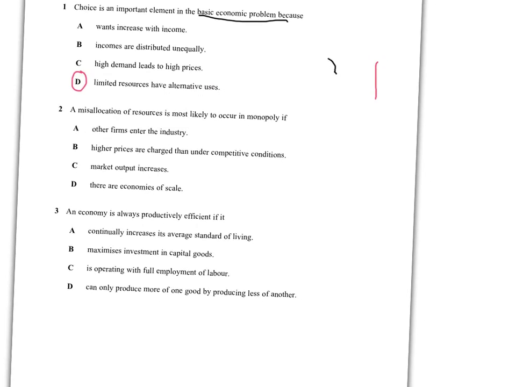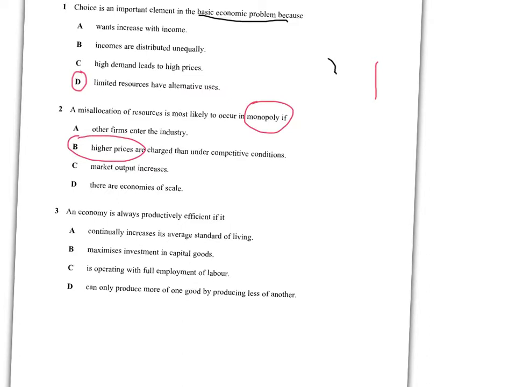A misallocation of resources in number 2 for your monopoly question. As soon as you see the word monopoly, you need to think, what is a monopoly? A monopoly is where a large firm dominates the market, and as a result, if there's only one firm dominating, we have less competition, and the result of that is it pushes prices up. So your answer is B.